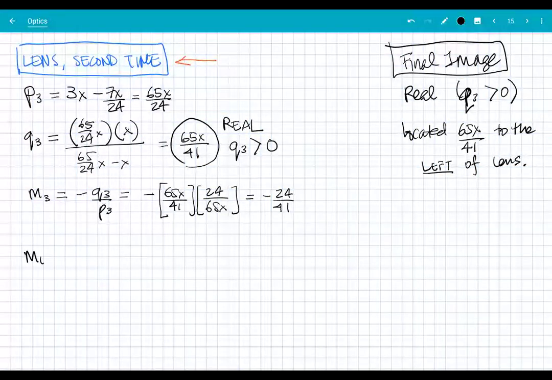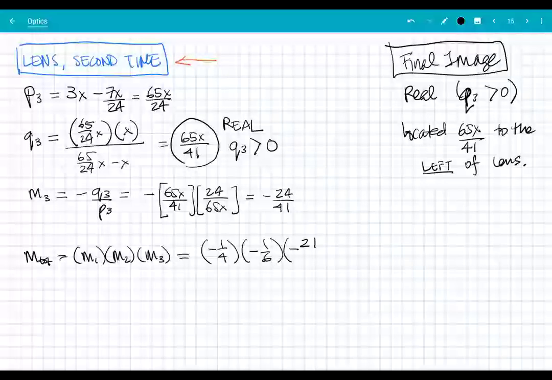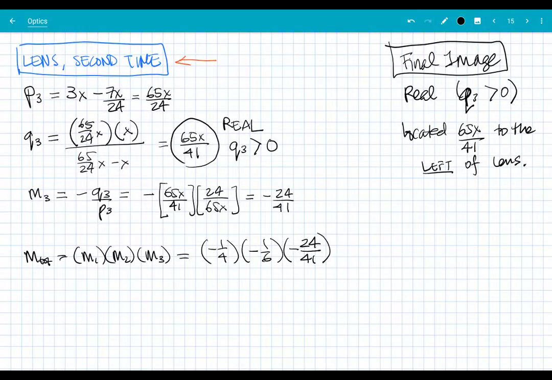We need to calculate the total magnification, and that's the product of all three, right? M1 times M2 times M3. So if you multiply those out, what is that? Negative 1/4 times negative 1/6 times negative 24 over 41. So it gets inverted 3 times, right? So that it's an odd number. That means that the final image will be inverted. And when I multiply those through, I get negative 1 over 41 here.